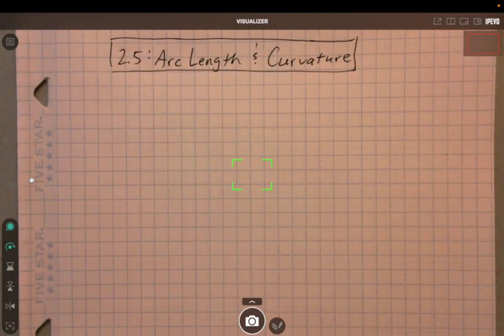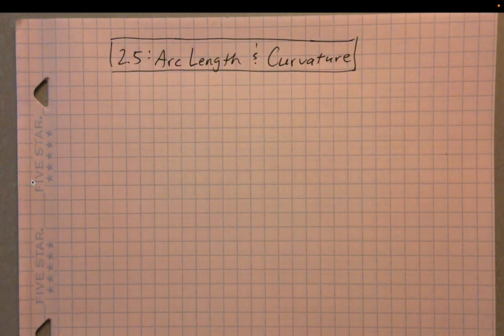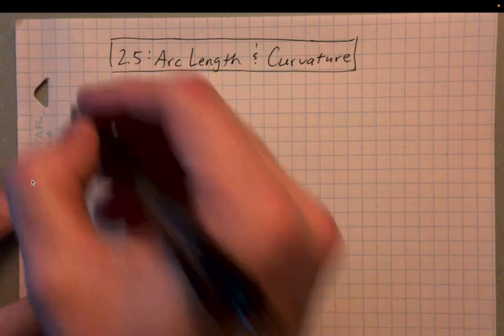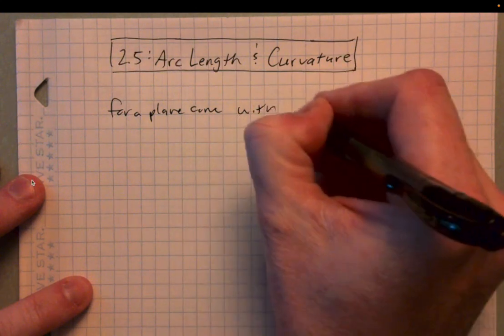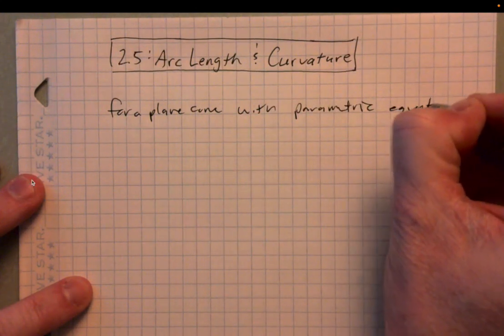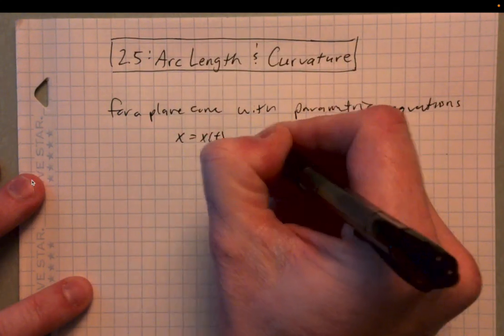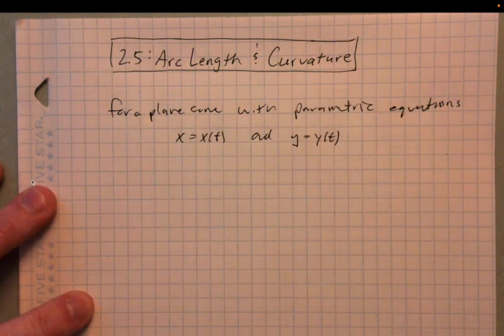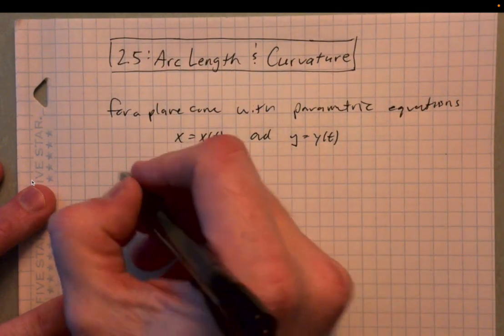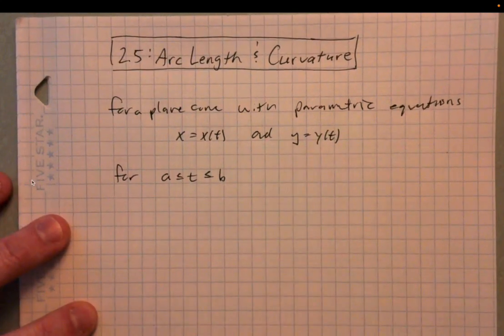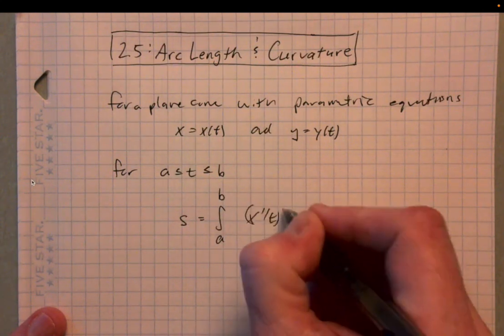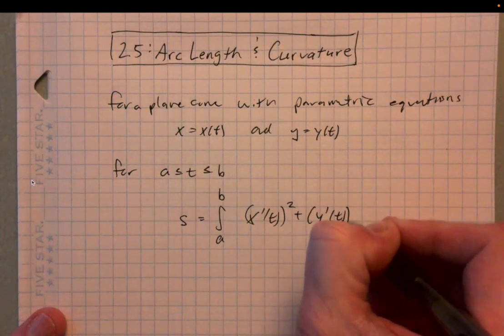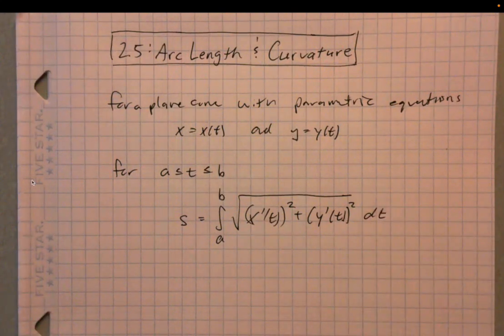Now previously, back in Calculus 2, we discussed arc length. And we found there that for a plane curve with parametric equations x equals x of t and y equals y of t, the arc length of the curve when t is between a and b, so for a less than or equal to t less than or equal to b, the arc length, s, was equal to the integral from a to b of the square root of x prime of t squared plus y prime of t squared. Okay. So we went through this back in Calculus 2.